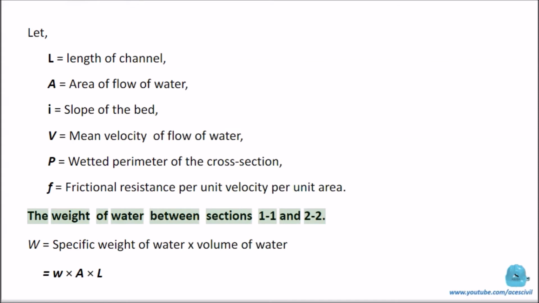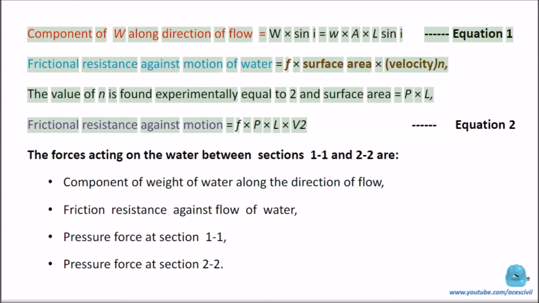The weight of water between sections 1-1 and 2-2. w equals specific weight of water. Volume of water equals A times L. Weight equals w times A times L. Component of weight along direction of flow equals w times A times L times sin i. Equation 1. Frictional resistance against motion of water equals f times surface area times velocity to the power n.